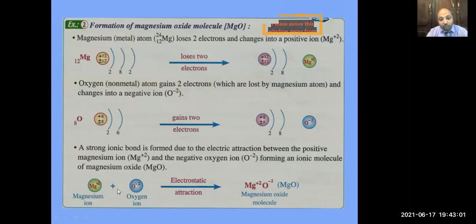Here, a strong ionic bond is formed due to the electric attraction between the positive magnesium ion and the negative oxygen ion, forming an ionic molecule of magnesium oxide, MgO.